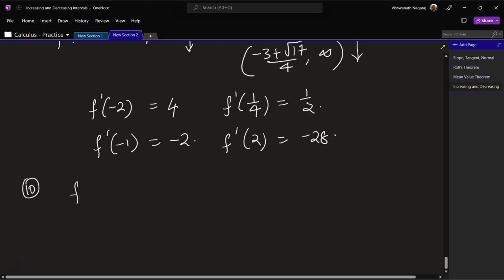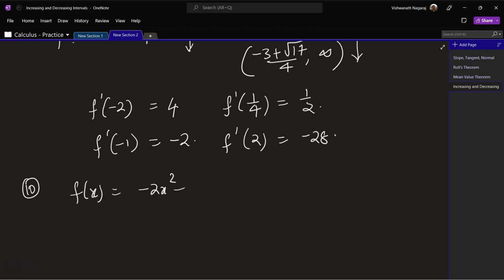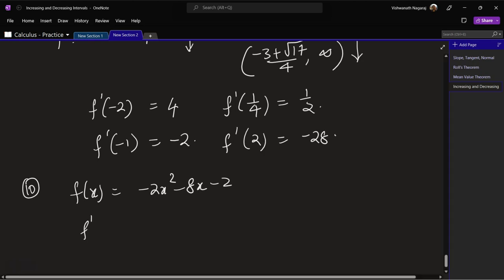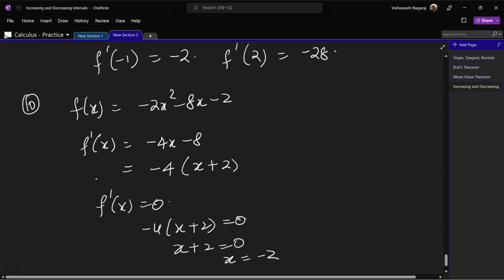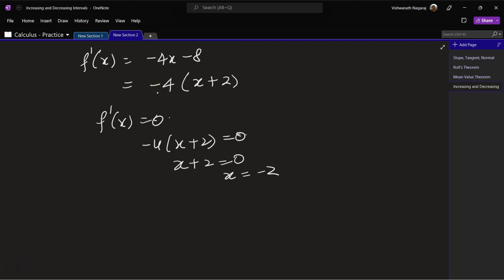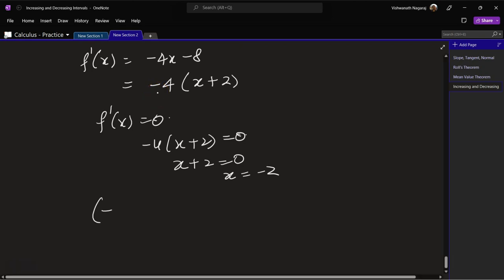10th one. F of x is equal to minus 2x square minus 8x minus 2. So f prime of x is equal to minus 4x minus 8, which gives us minus 4 times x plus 2. Okay, now let's equate it to 0. So f prime of x equal to 0 means minus 4 times x plus 2 equal to 0. So x plus 2 equal to 0, which means x equal to minus 2. So that means there is only one value of x for which the slope is 0. So the intervals are going to be minus infinity to minus 2 and from minus 2 to infinity.